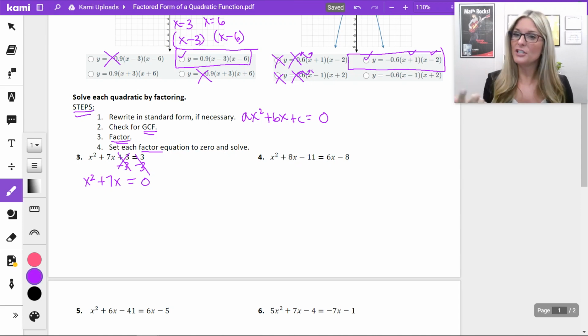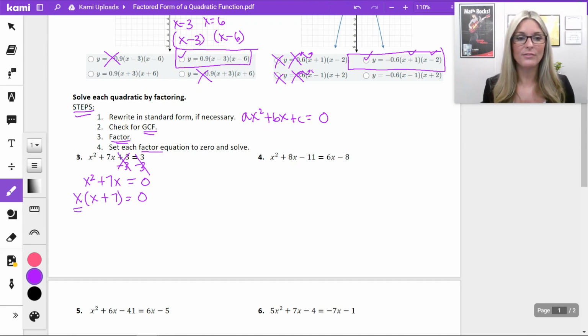Step 2, check for a GCF. Okay, what does x squared and 7x have in common? An x. So let's remove an x GCF. Is there any more factoring I can do? Step 3. Nope, it is factored. So we're ready for step 4.